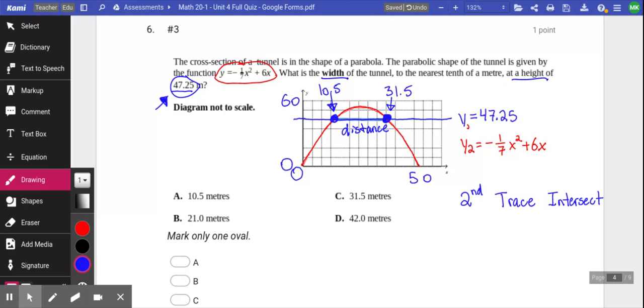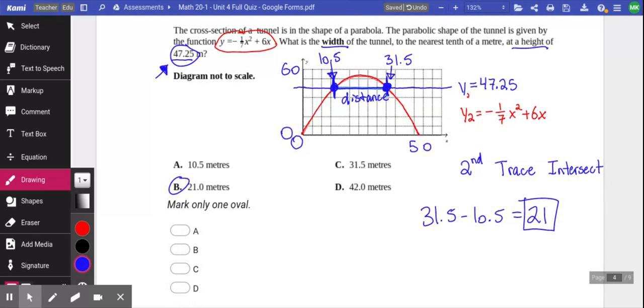If I want to figure out the width of the tunnel at that height, I need to figure out the distance from 10.5 to 31.5. 31.5 minus 10.5 gives me 21 meters. So the width of that tunnel would be 21. Awesome. That's a hard question.